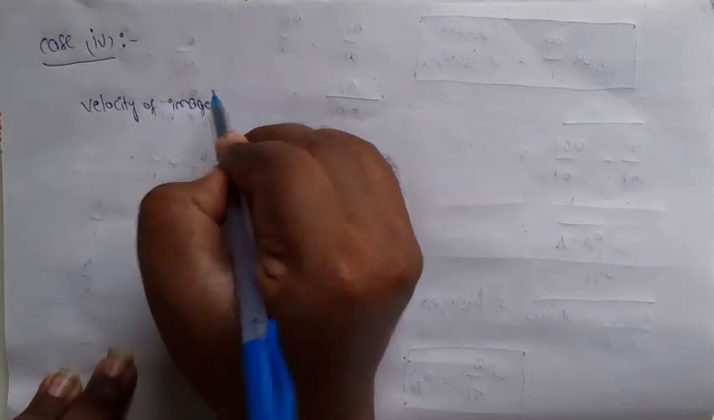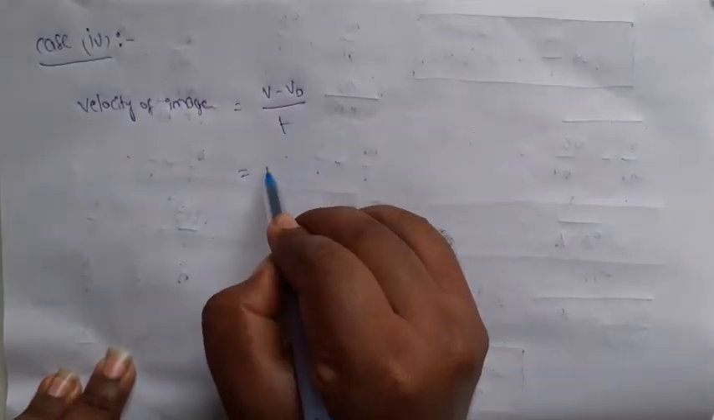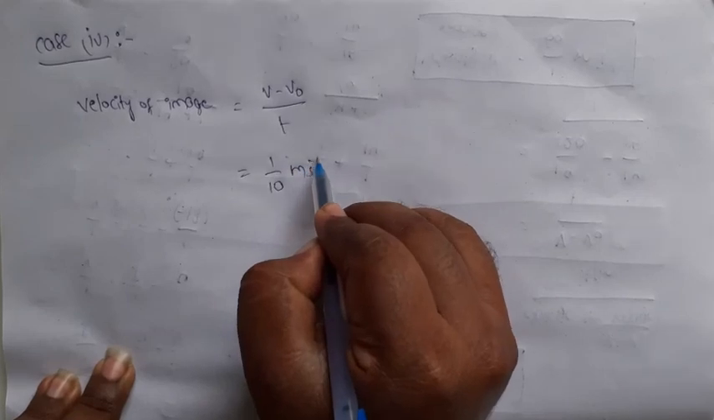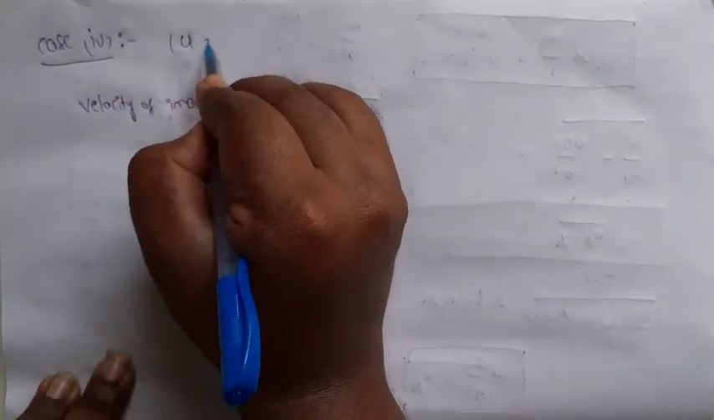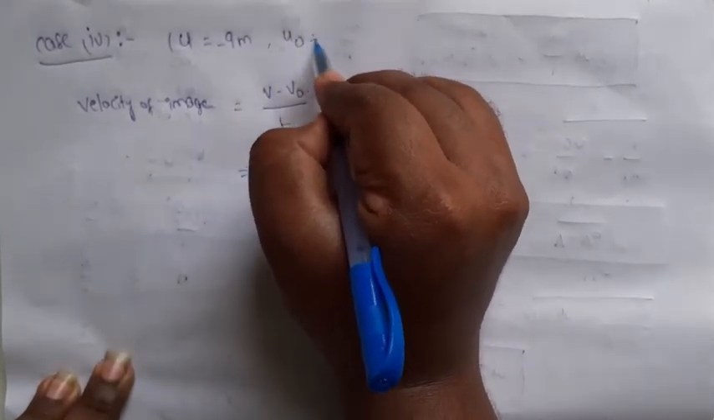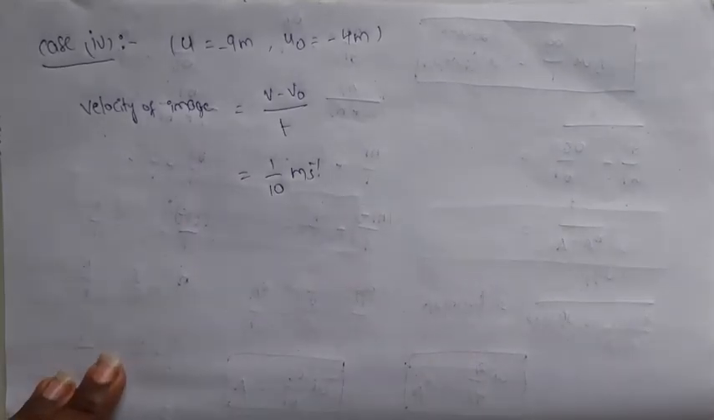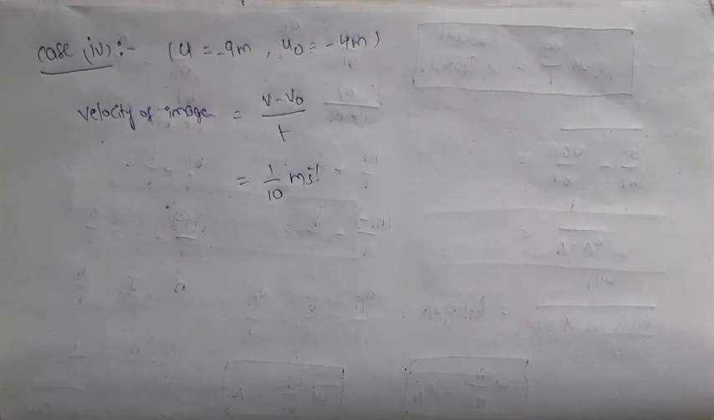Case 4, this is the last case. The jogger at 9 meters, velocity of image. Okay, v minus v naught by t equal to 1 by 10 meter per second. In case 4, u equal to minus 9 meter, u naught equal to minus 4 meter. Okay, the velocity of image is 1 by 10 meter per second. This is the solution.